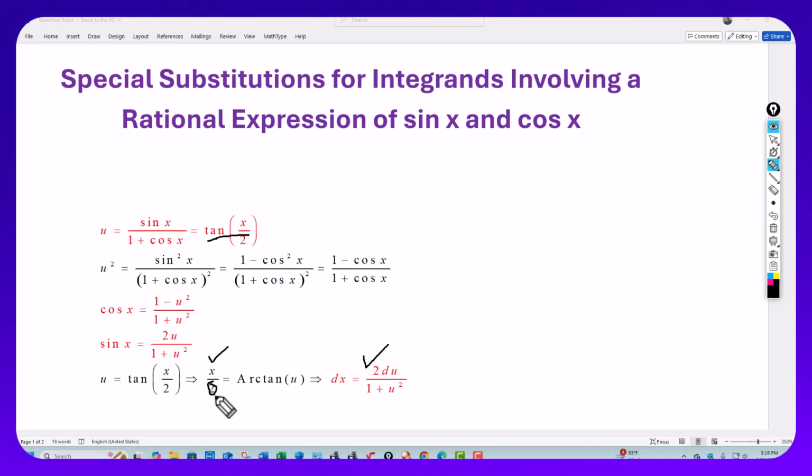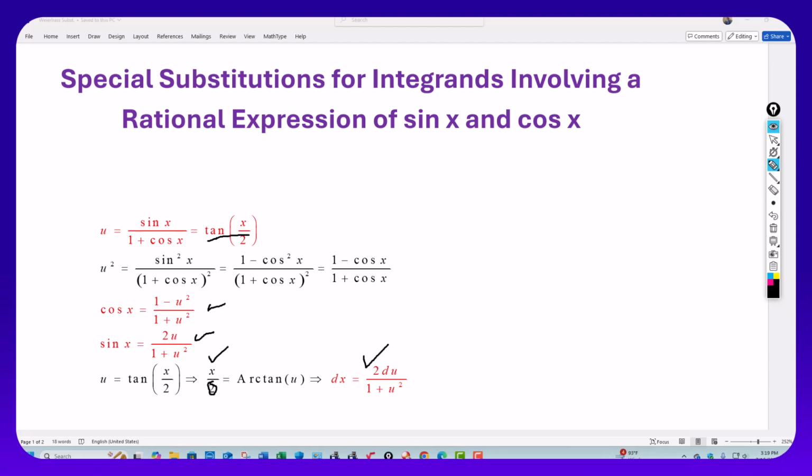So whenever you have these types of problems involving a rational expression involving sine and cosine, the dx will be replaced by 2 du over 1 plus u squared. And, of course, the cosine and the sine are replaced by those.